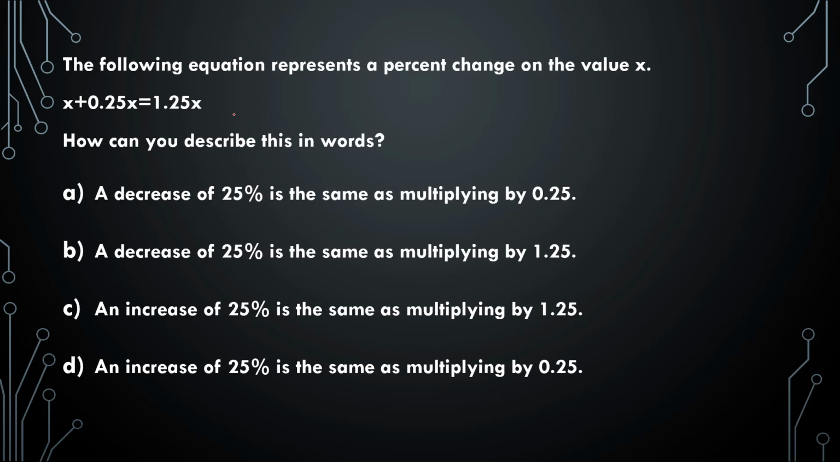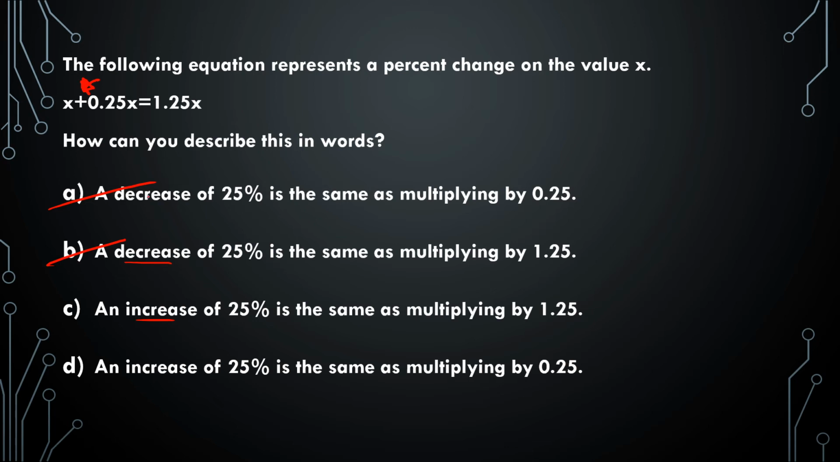Next question says that the following equation represents a percent change on the value x. How can you describe this in words? Well, the first thing I'm looking at in these answer choices is that I either have to decide whether or not it's a decrease or an increase. If I look up here, here's this plus sign. That plus sign tells me right off the bat that it is an increase. So these two answer choices that start with decrease, immediately I'm crossing those off.